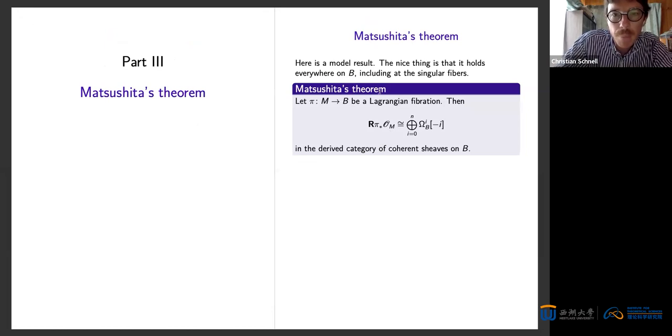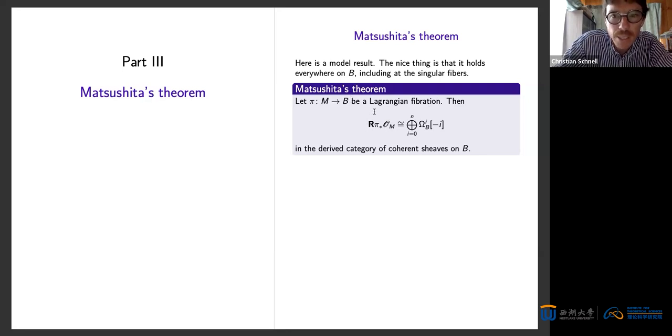This is a result about arbitrary Lagrangian fibrations, and the point of this result is that it works on the entire base B. There's no restrictions on the fibers. So what it says is take a Lagrangian fibration and look at the push forward of the structure sheaf, but in the derived category, so as a complex. So R pi lower star of the structure sheaf.